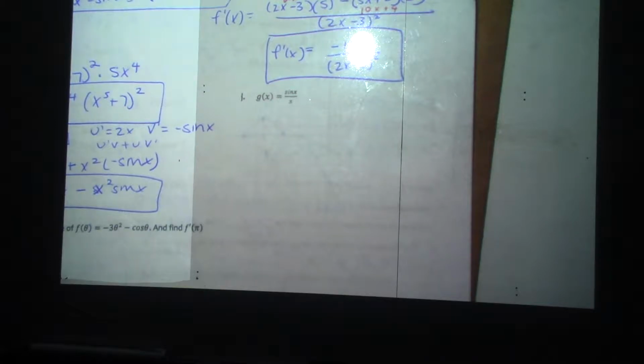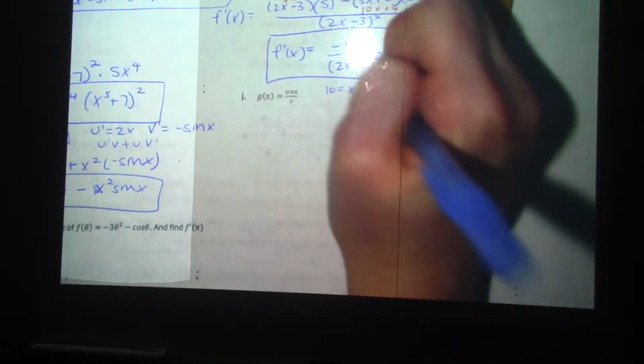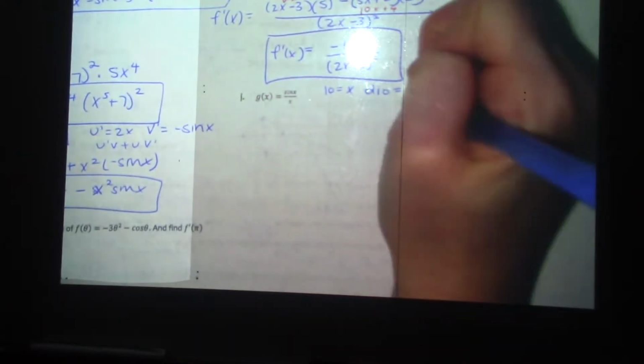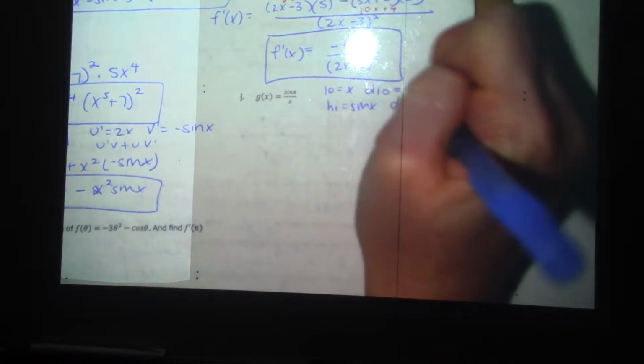One last quotient rule. So low is x, d low would then be the derivative of just x, which is 1. High is sine of x, and d high would then be cosine of x. So low d high minus high d low underneath the low squared goes. You cannot combine x times cosine of x. That is just x cosine of x. So it's just x cosine of x minus sine x over x squared for your g prime.